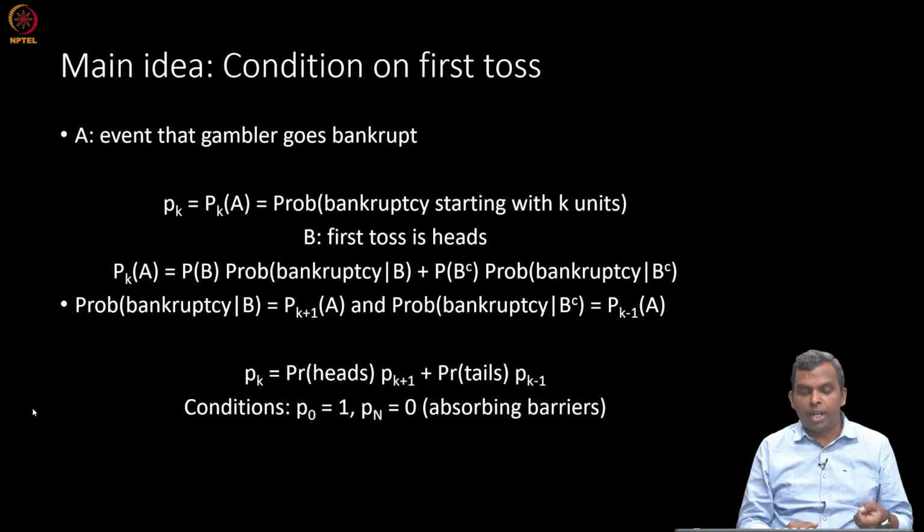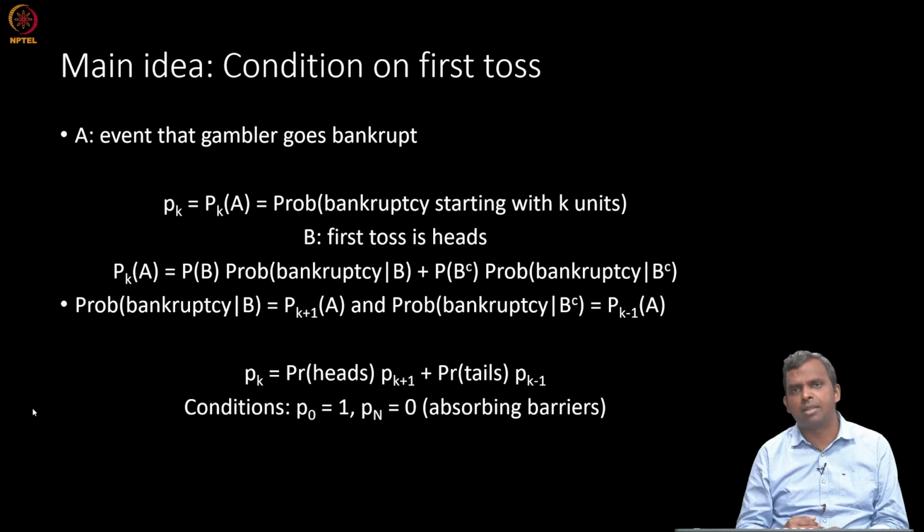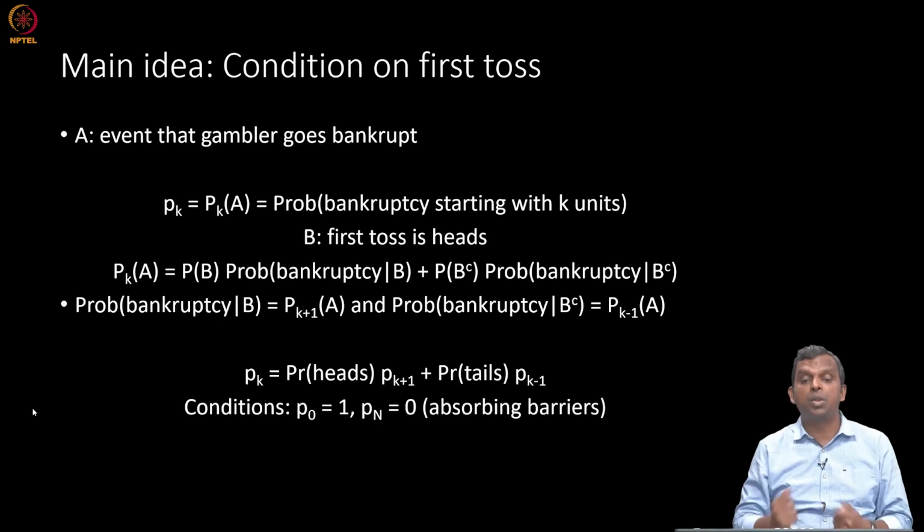Now the crucial point is the next bullet point that I've written here. In this conditional space, given that the first toss became heads, what happens? The first toss is heads. The casino has given 1 unit of money to the gambler. So the gambler now has k plus 1 units of money. Now with k plus 1 units of money, if you play the game, what is the probability he is going to go bankrupt? So that is your conditional space. That's the probability of bankruptcy given B.